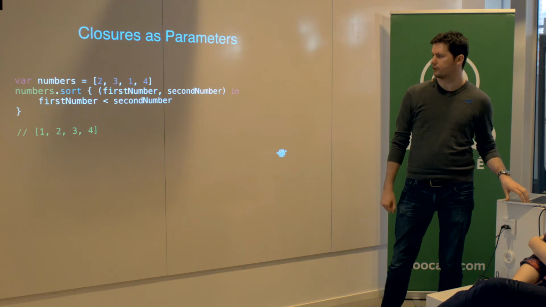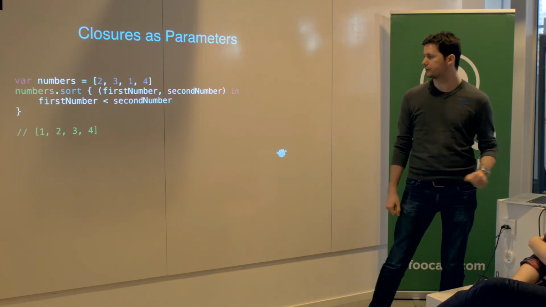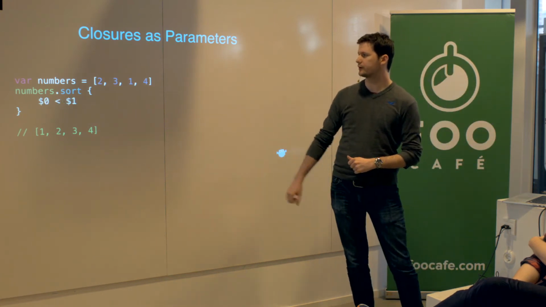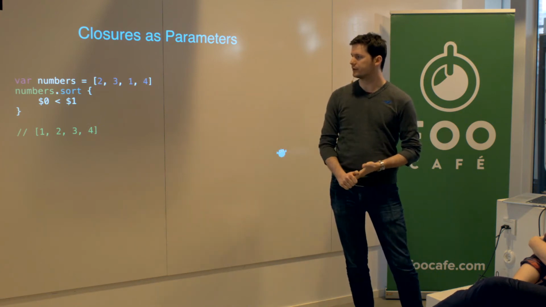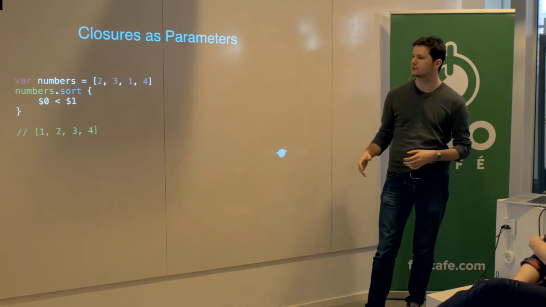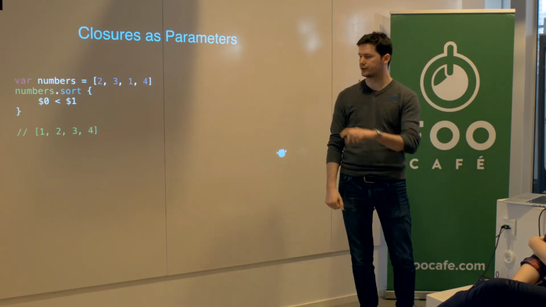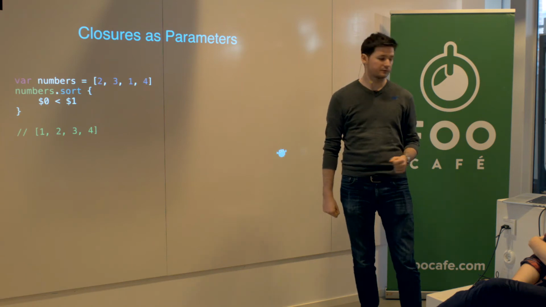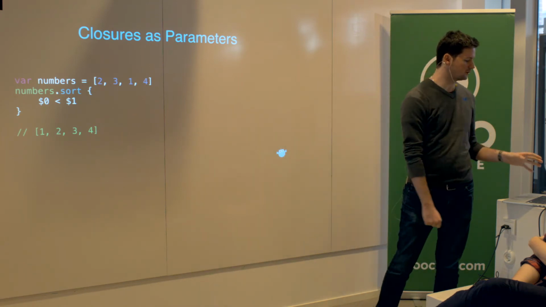We can actually go even further than this. We can actually remove the entire definition of the closure. And in this case, we don't have any parameter names, so we just use index-based parameters with a $ sign and 0. It becomes very, very simple.